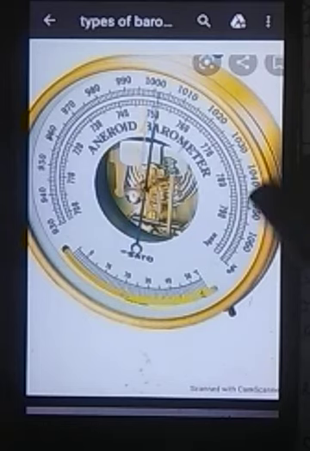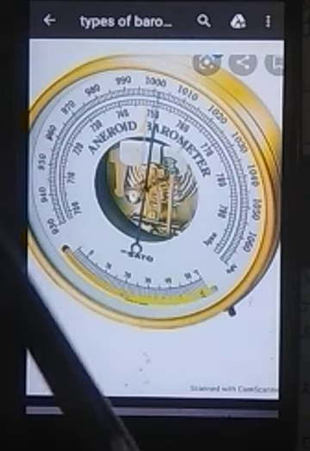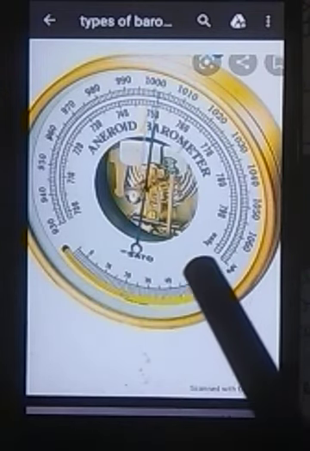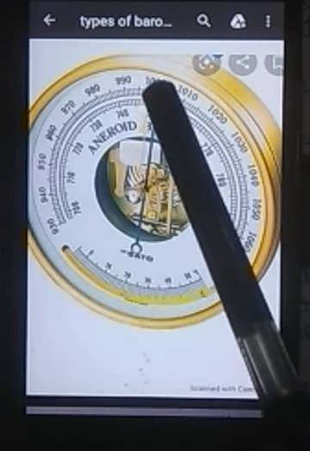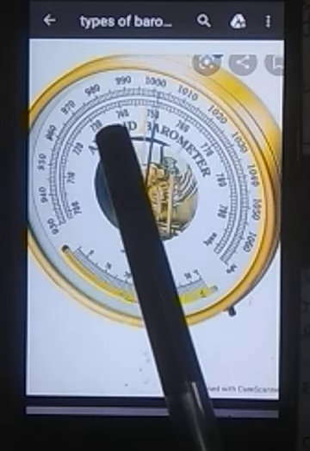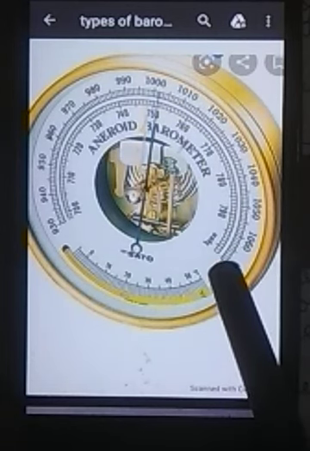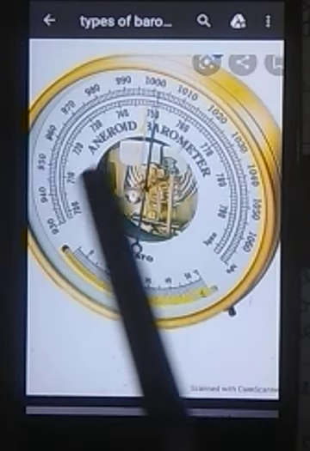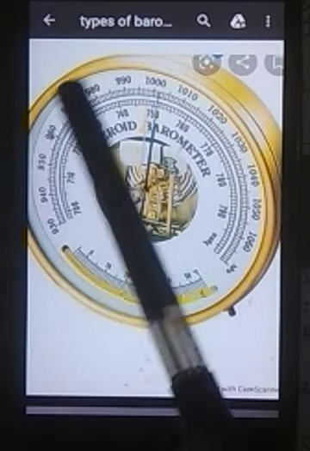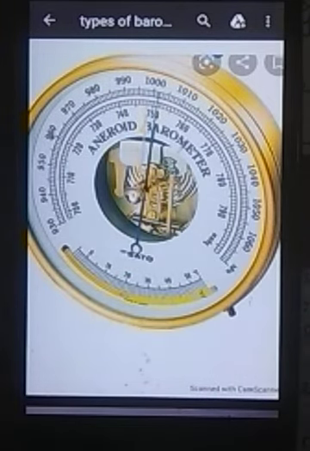So the third type of barometer is the aneroid barometer. I am showing you the outer structure of the aneroid barometer. In this aneroid barometer, you can see that there is a pointer and there is a scale. When this pointer moves towards the left side, it means pressure is decreasing, and the values are less, so atmospheric pressure will be less. If the pointer moves to this side, the pressure will be more.